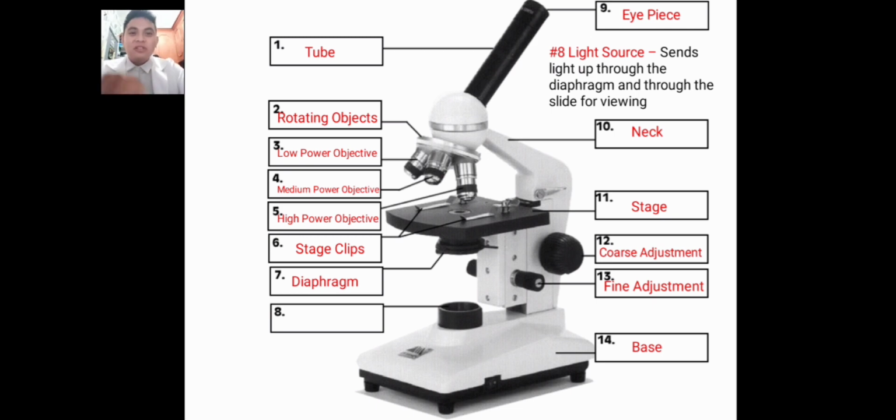Syempre, kung meron tayong diaphragm, yung light source, di ba? Ito ay mahalaga din po sa pagkilos or pag-experiment using microscope. It sends lights up through the diaphragm and through the slide for viewing. Without this, wala po tayong makikitang image, 'di ba? Ito po yung nagbibigay ng kaliwanagan doon sa nakikita natin sa microscope.